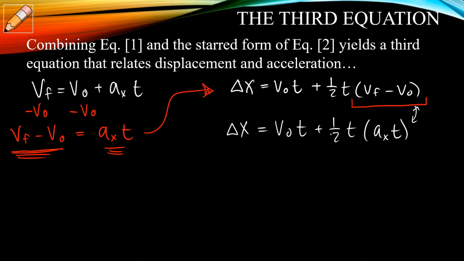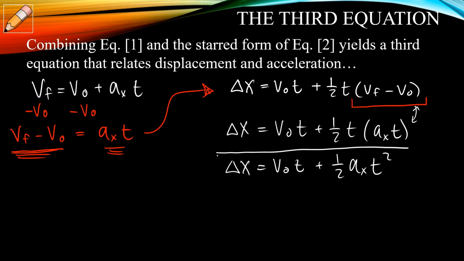And this cleans up my equation in a very nice way, because in that very far right-hand term, I've got 1/2 t times the acceleration times the time. So I've got t times t, which is going to give me a t squared. So I'll write that last term as 1/2 the acceleration times time squared. And that is our third equation.